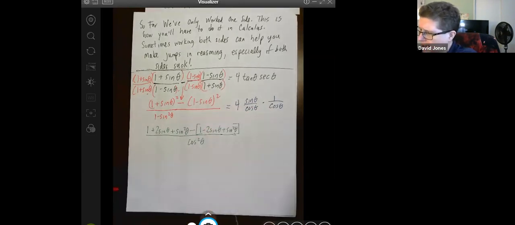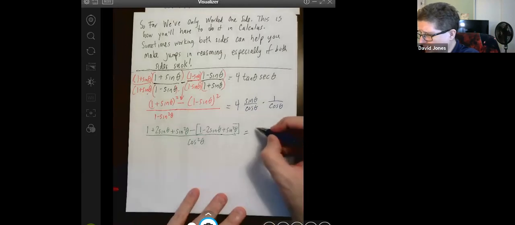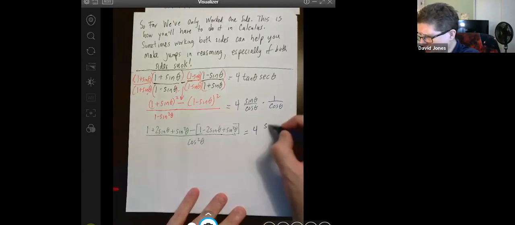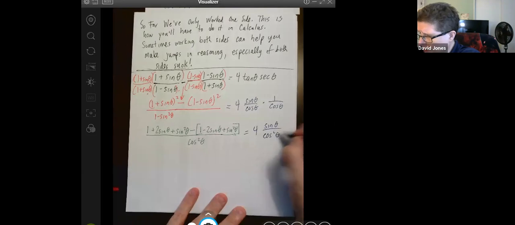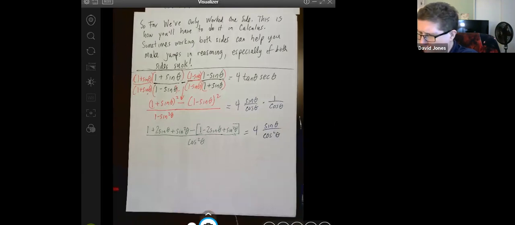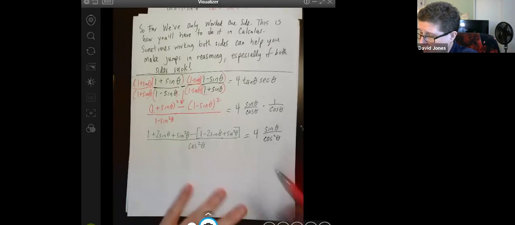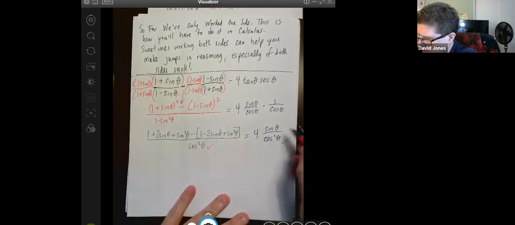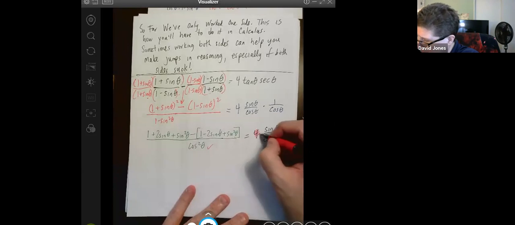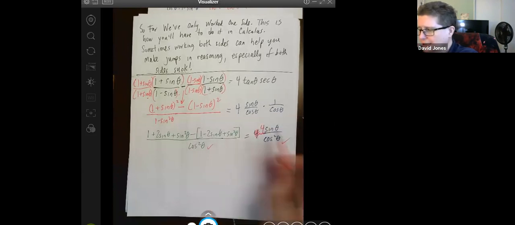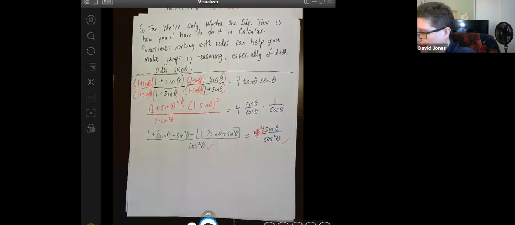If I continue working the right side, I've got 4 times sine theta over cosine squared theta. Looks like my bottoms match. In fact, let me put that 4 up here. Apparently the tops have to match. So let's see what happens if I clean it up.